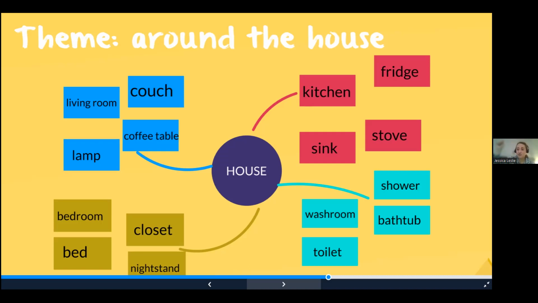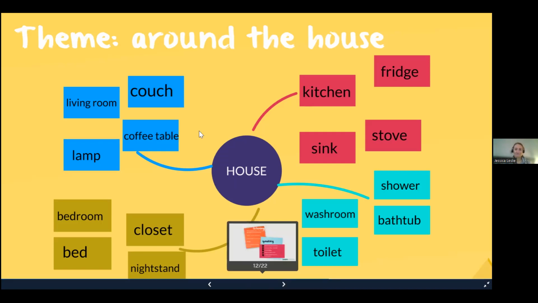But then they would draw circles, or squares or rectangles, whatever what have you, and put their vocabulary words in them. And so instead of just having a list of words, it's a map of words. It's a different way of looking at it.